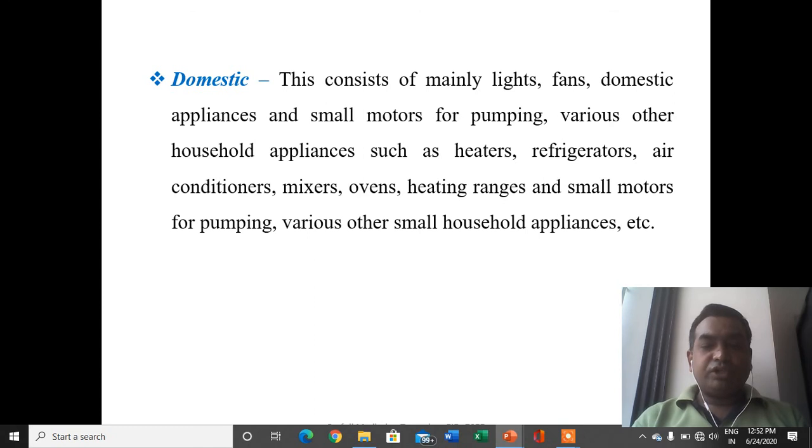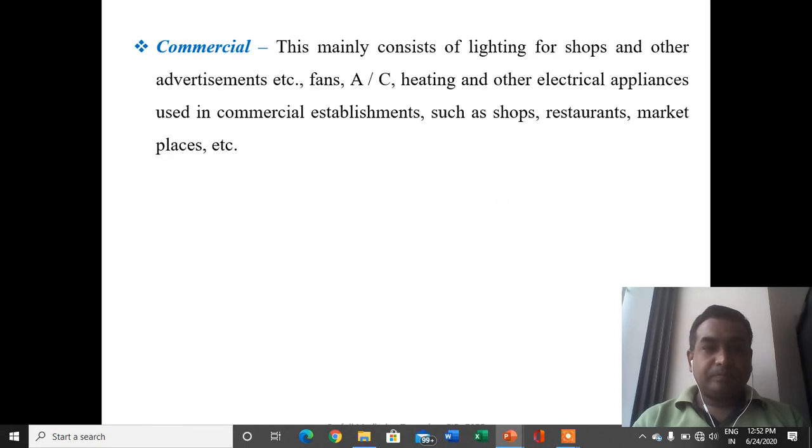Domestic or residential loads mainly include domestic fans, lights and other such applications. They have lesser power consumption capacity. Commercial loads include electrical loads of commercial establishments like shops, malls, marketplaces, restaurants, etc. Here, the load requirement is more compared to residential loads and hence they consume more electrical power.